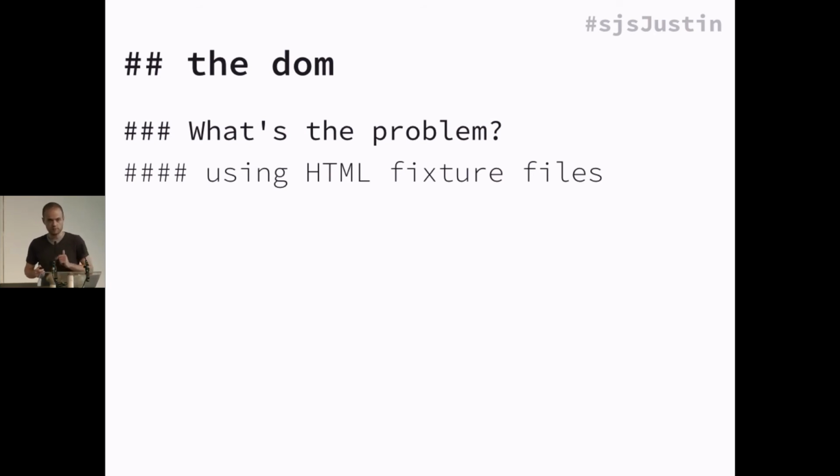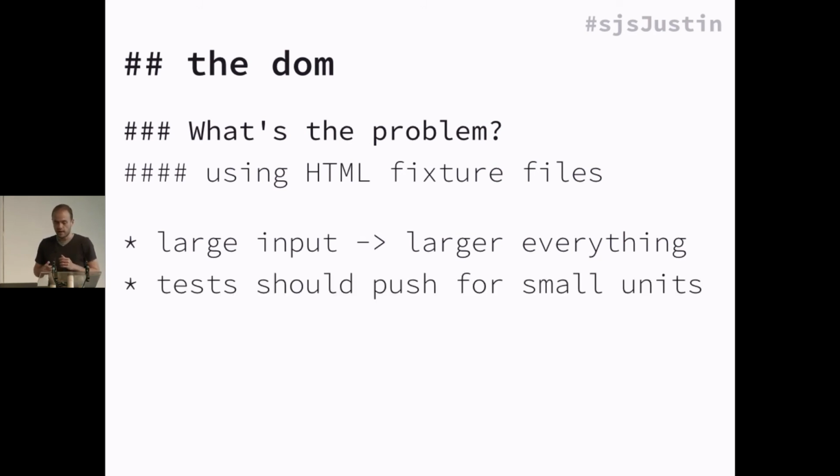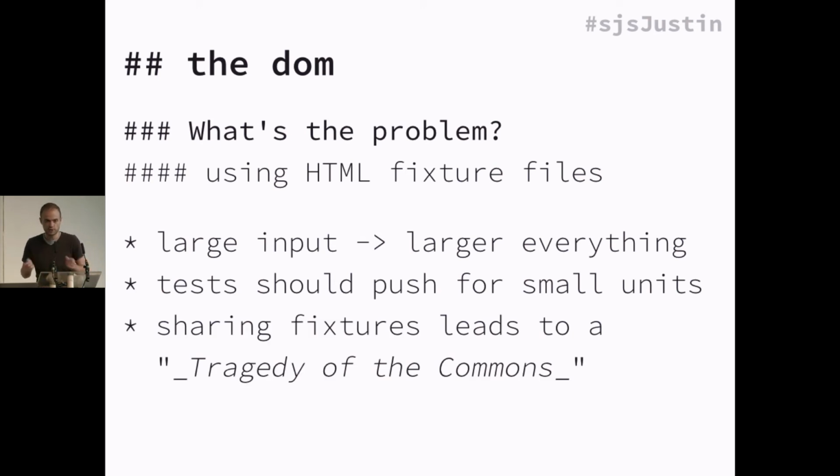I don't use HTML fixture files when I'm trying to test my DOM interactions because typically those are large, and if you have a very large input, you'll have larger everything, larger test methods, larger methods under test. And test tools particularly are responsible for encouraging good behavior, and good behavior should be pushing us towards smaller units, smaller objects. Also, when you share fixtures across multiple tests, it leads to a phenomenon called tragedy of the commons.